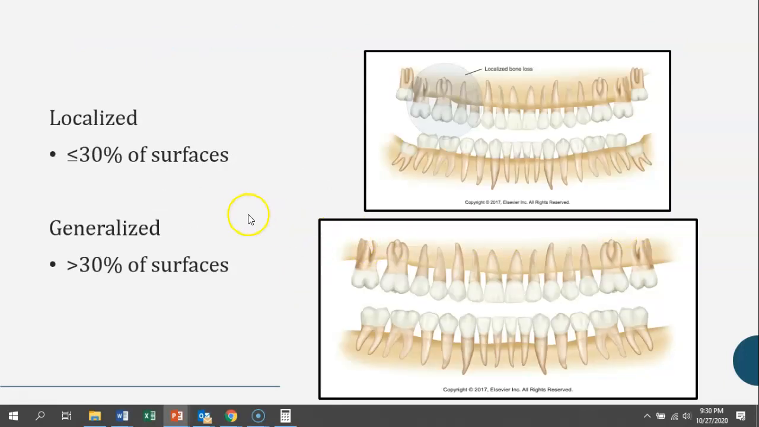Okay, here's an example of localized versus generalized. This is real easy. Everywhere in the mouth is healthy. They just have some localized area around a couple molars, and the premolar is affected. But everywhere else, the bone levels are totally normal. Although to me it looks like there might be some here and here, but it just might be the way they draw this schematic. And then down in this picture, you can see that pretty much everywhere there is some bone loss. So generalized is more than 30% of surfaces, localized is less than 30% of surfaces.